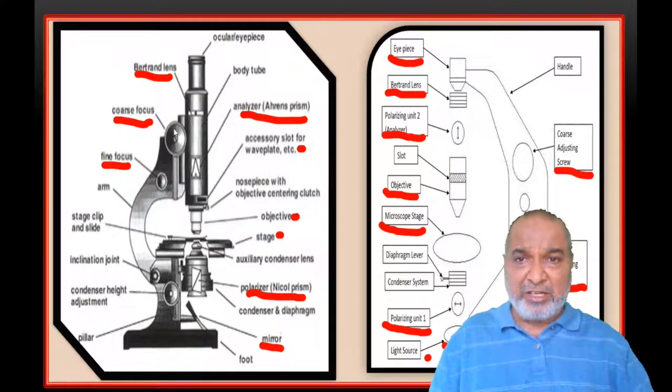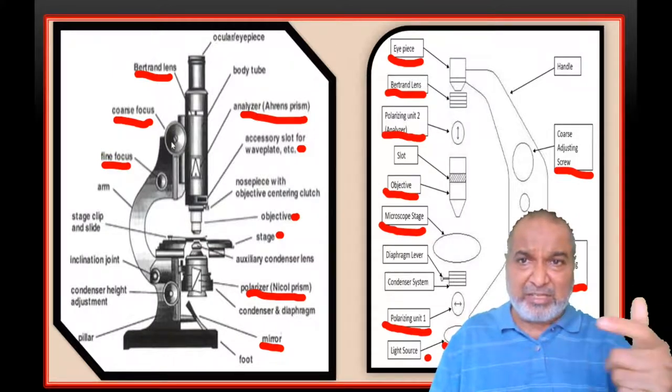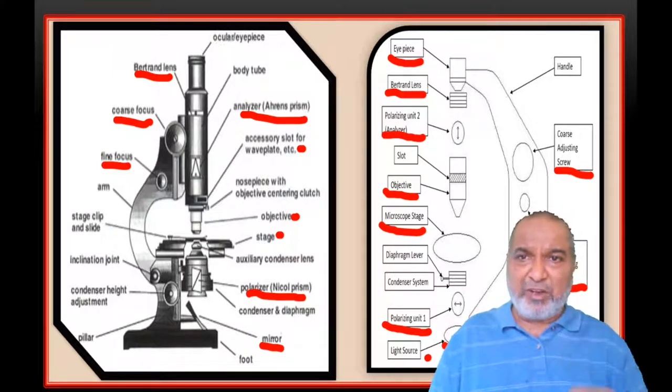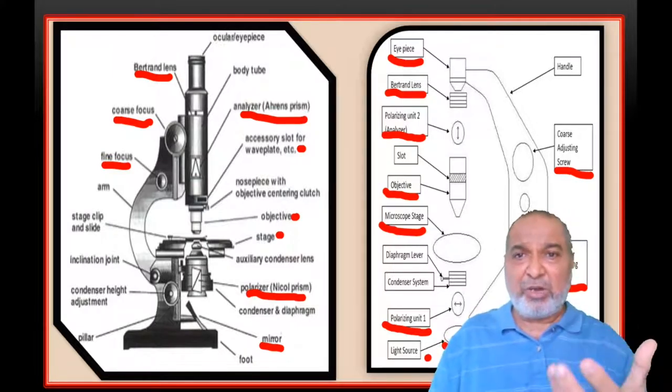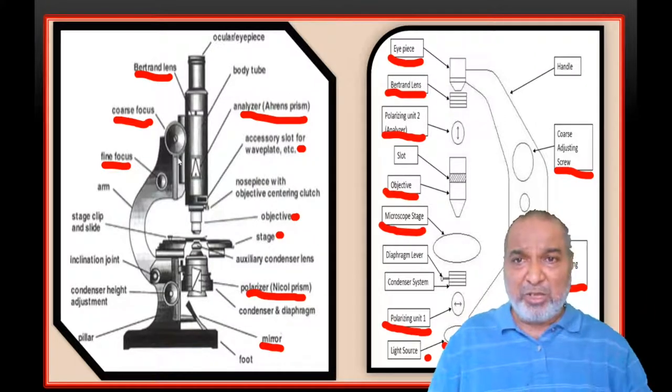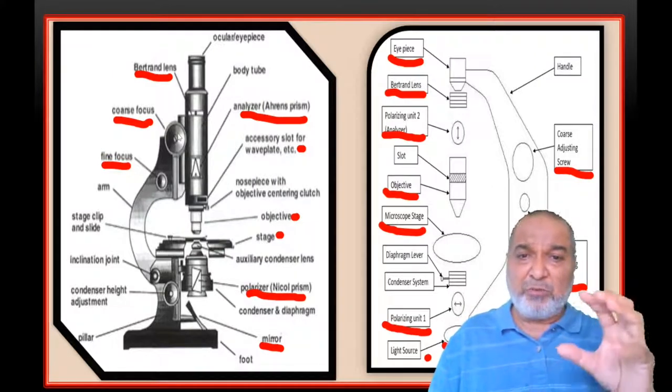But once the teacher or instructor has finalized the adjustment, everywhere you have to make out the fine adjustment. If you have any doubt, immediately ask your instructor that you could not see any properties. So this is the fine adjustment, this is the coarse adjustment.